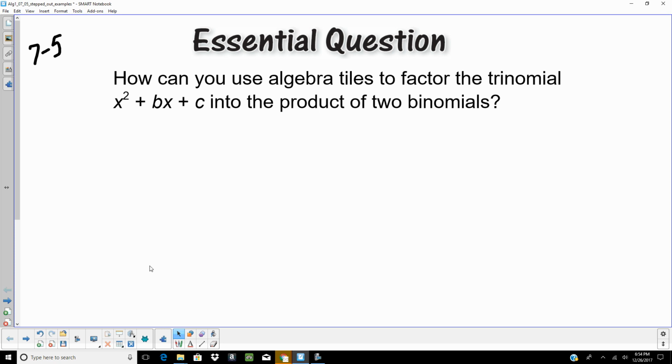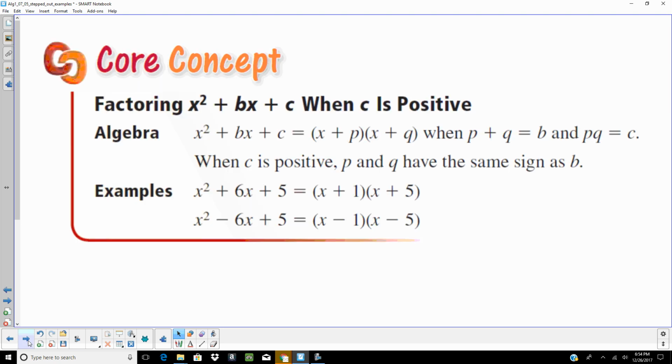Hello, today we are doing Chapter 7, Section 5, and we are going to be factoring x squared plus bx plus c into the product of two binomials. A lot of times I refer to these as the easy factors because there's no number in front of that x squared. I'm going to give you the core concept, and then I'm going to try and break it down for you.